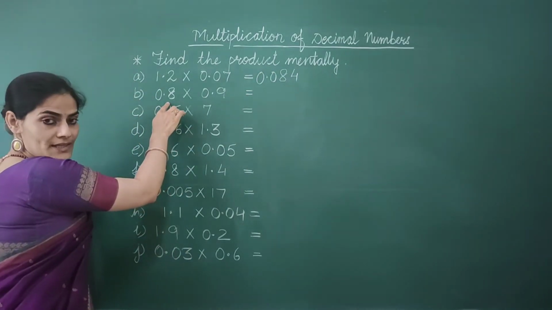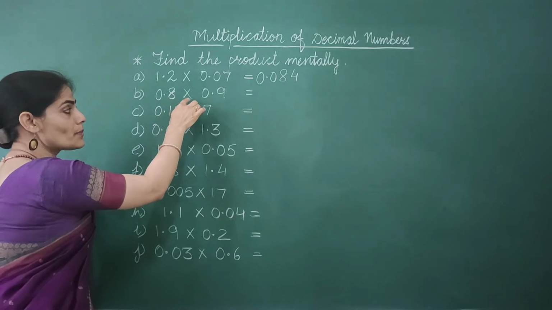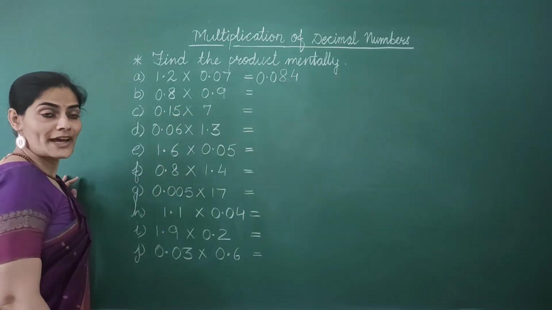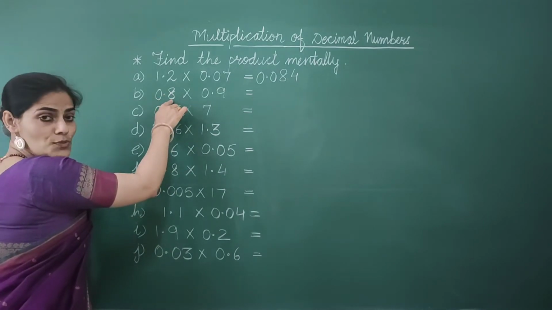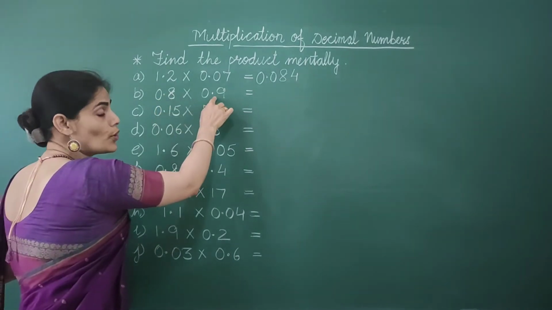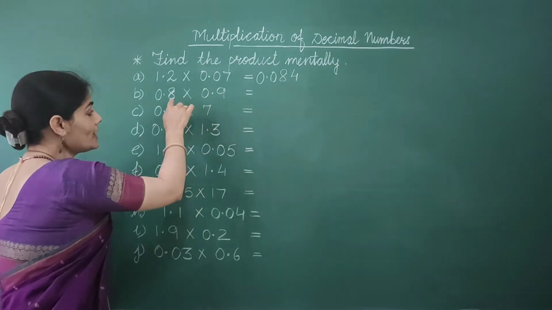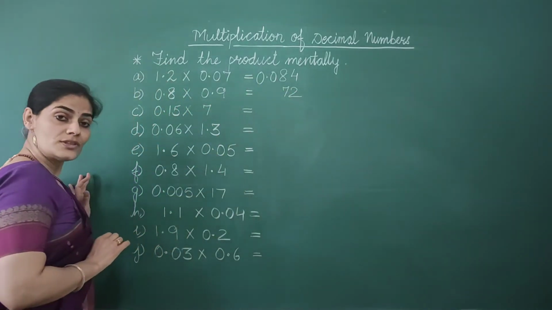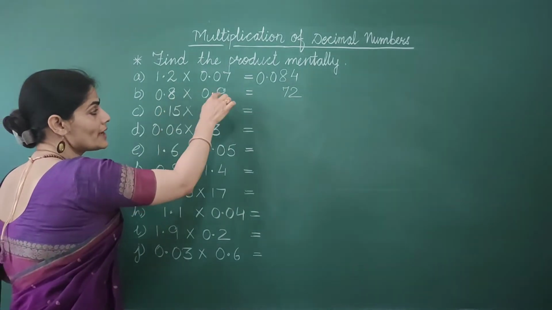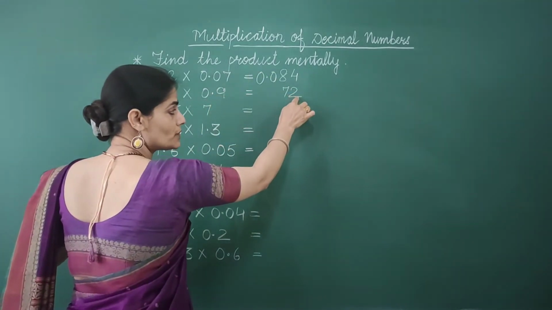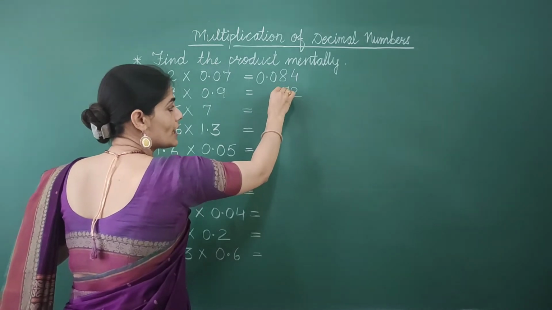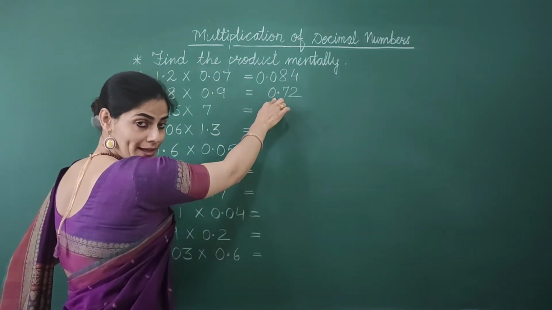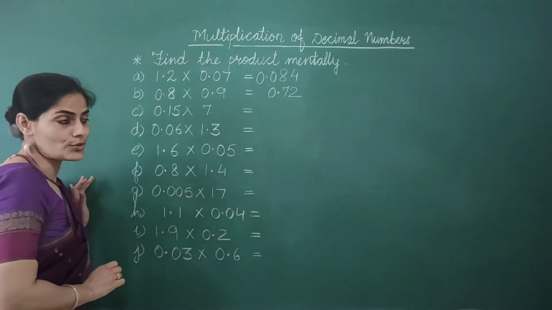Now look at the next part. This is 0.8 multiplied by 0.9. Ignore the decimal for the time being. So 0.8 becomes 8 and 0.9 becomes 9. 8 times 9 is equal to 72. Now count the decimal places, 1 and 2. Count 2 digits from the right side, 1, 2, and put the decimal. We don't leave the whole number part blank like this, so I've added this 0 here.